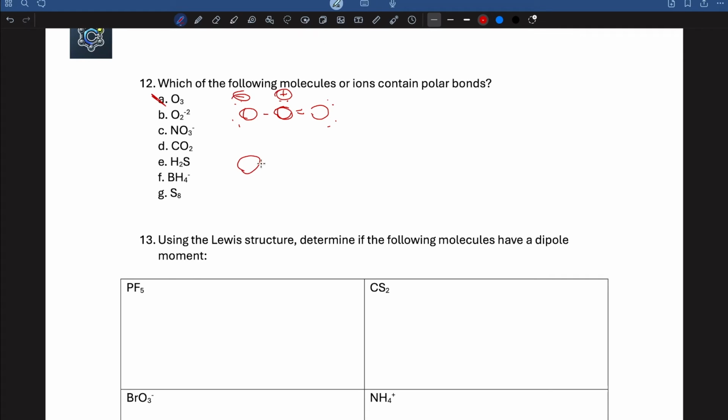O2, let's take the time to draw oxygen gas. This is how oxygen appears as a gaseous form, as O2. Notice that again, oxygen-oxygen bonds are not polar. And so this structure does not have any polar bonds.